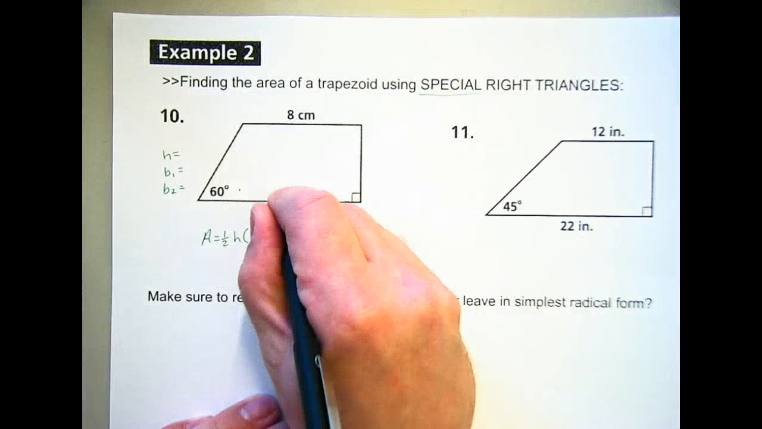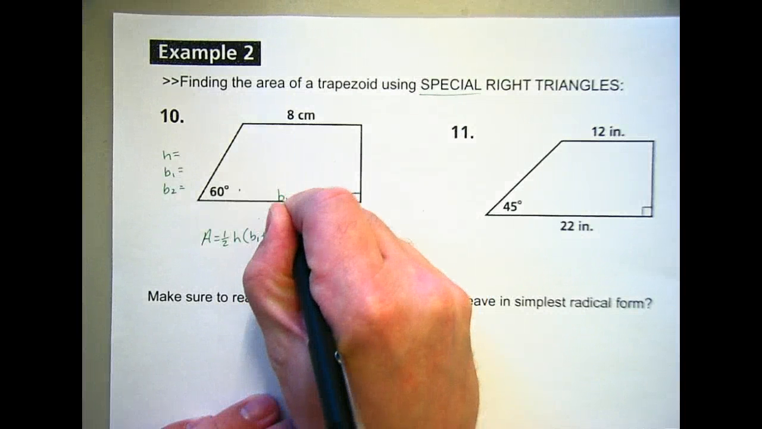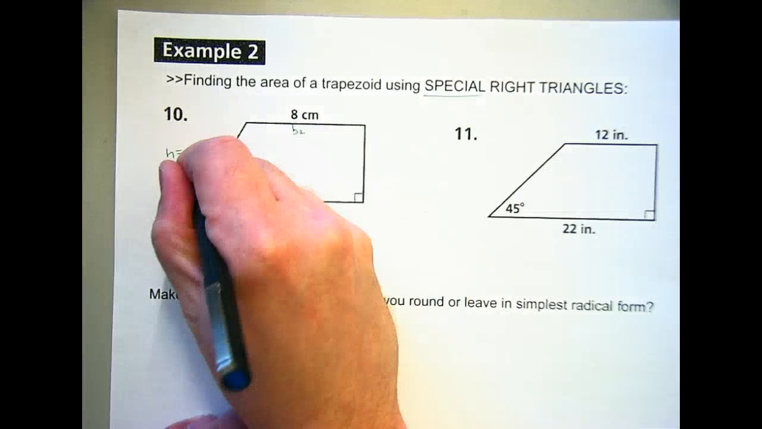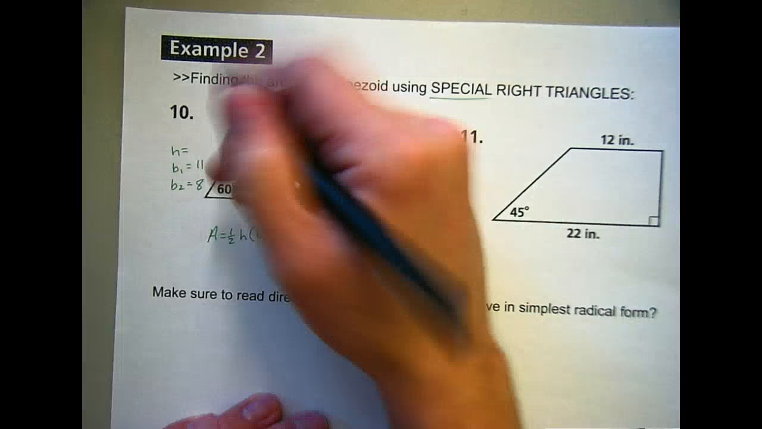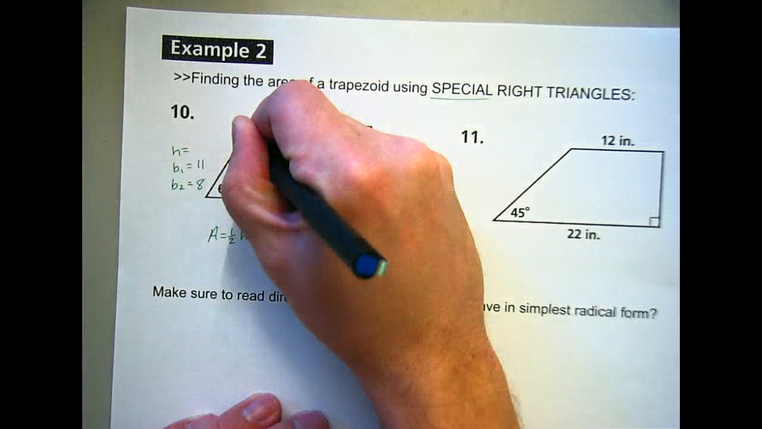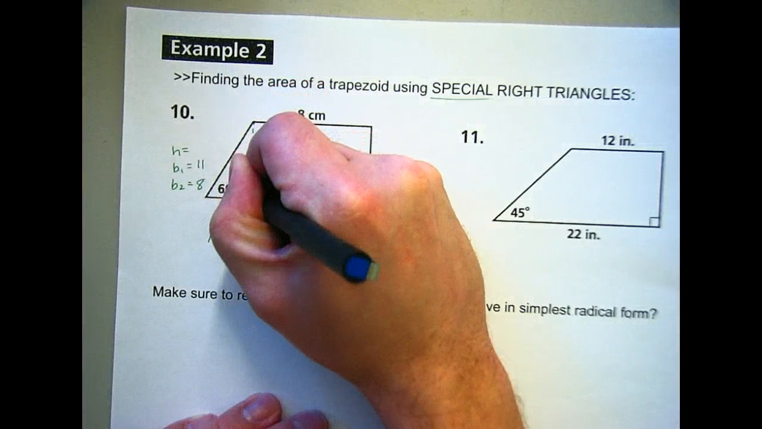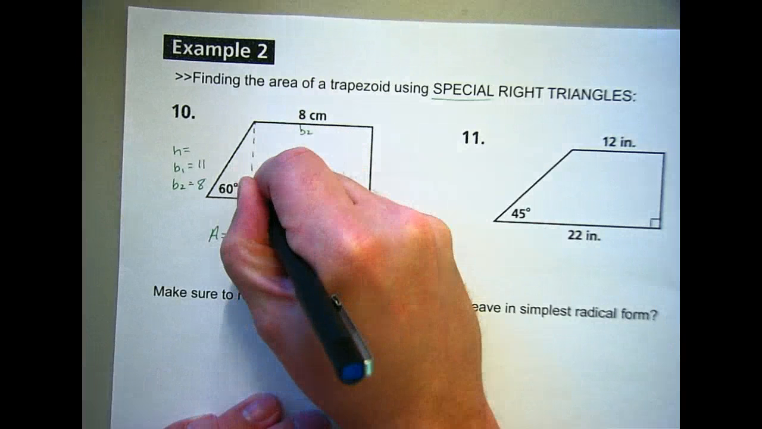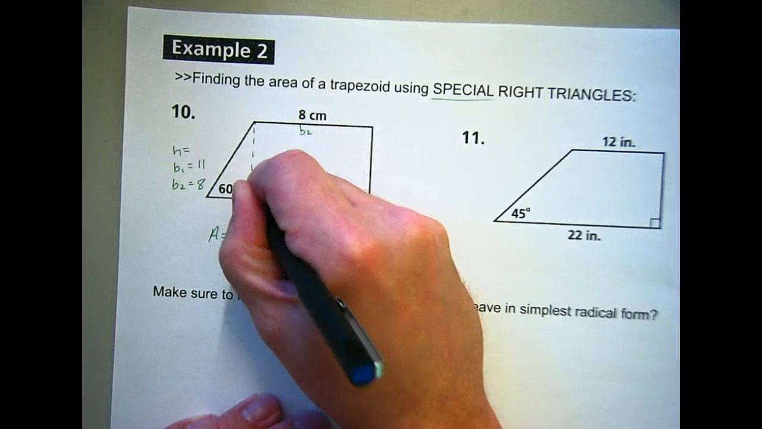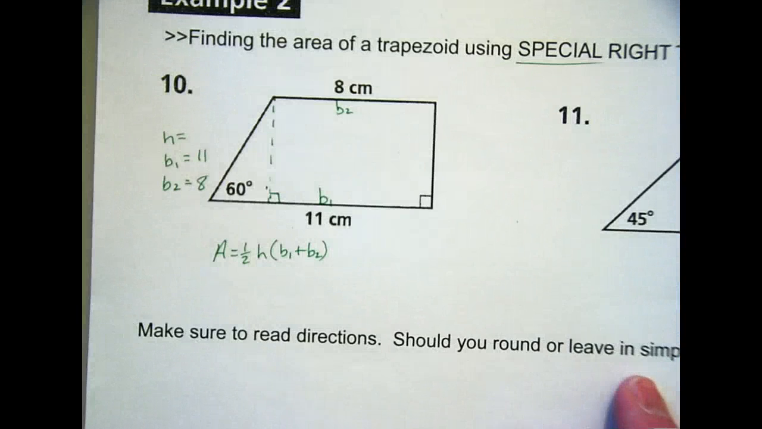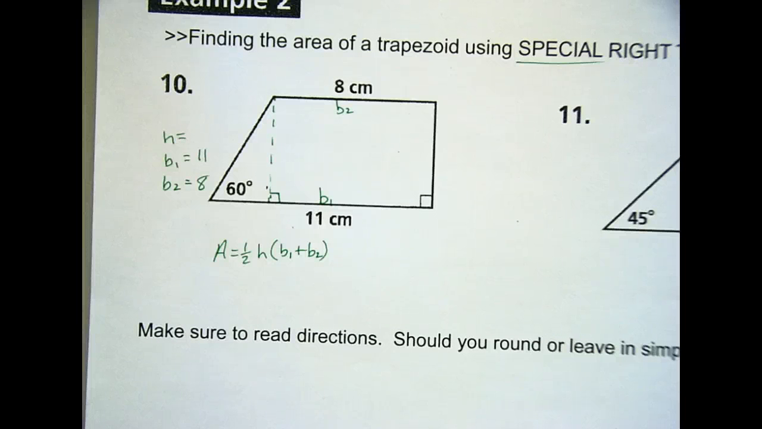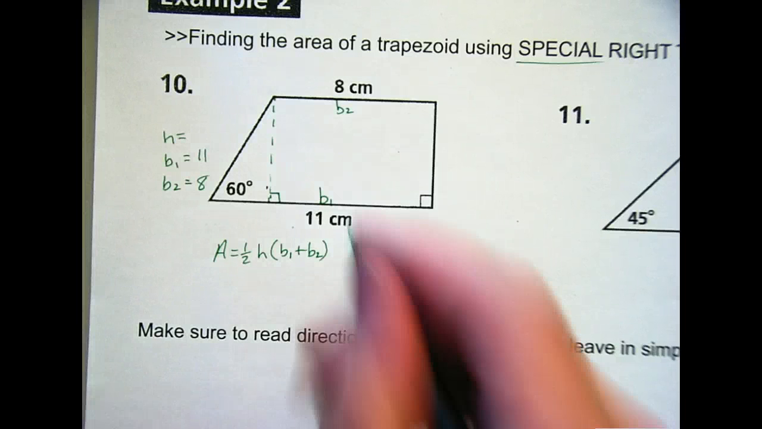Base 1 is 11, base 2 is 8, and our height... So if you made the right triangle, then you'd have a rectangle, and so you just find however much is left. On the top it's 8, so you'd have to make the bottom 8 too to make it a rectangle, so the base of the triangle would be 3.